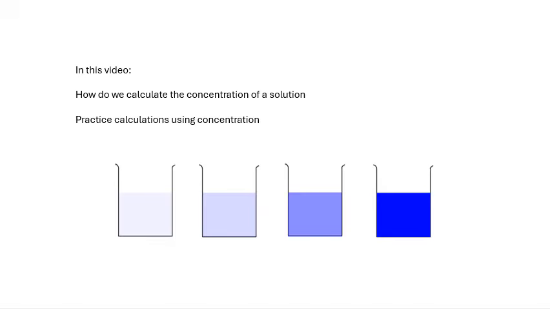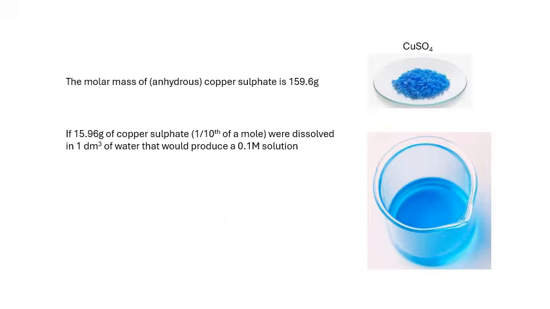Moving swiftly on, look at this. The molar mass of copper sulfate is 159.6 grams. So 1 mole of copper sulfate is 159.6 grams. Anhydrous means the crystals haven't got any water in them. If you've got some copper sulfate and it's blue, that means that the crystals have got some water actually in the crystals. And I don't want that there.